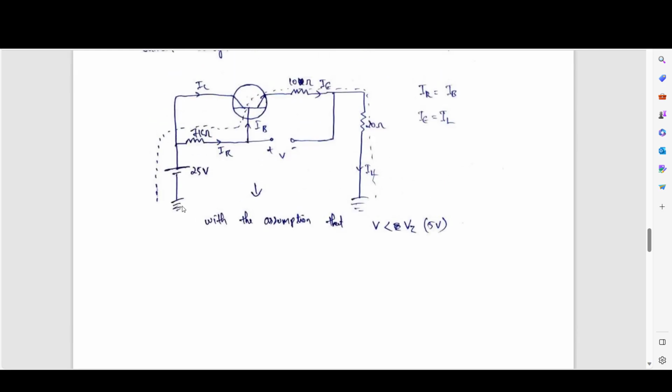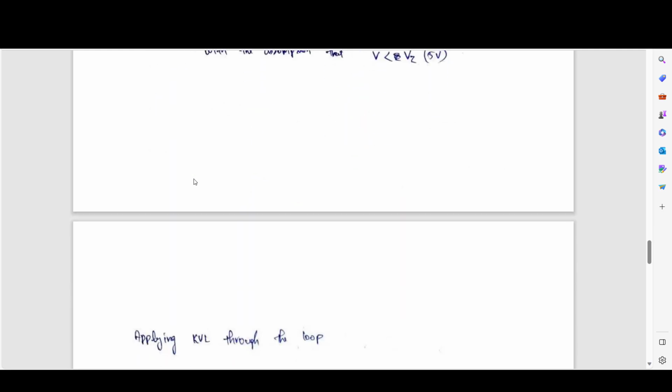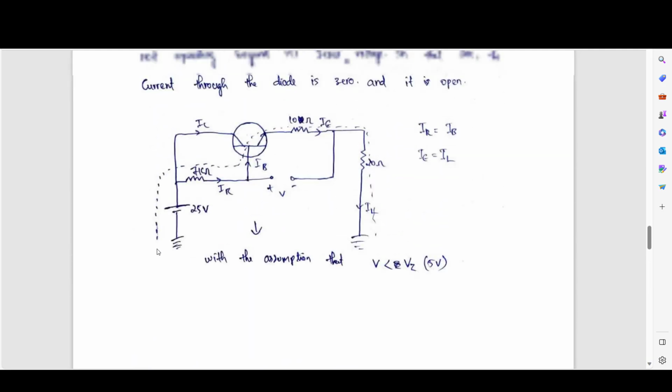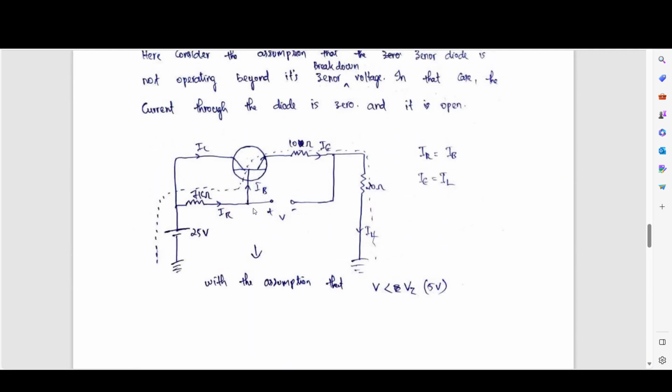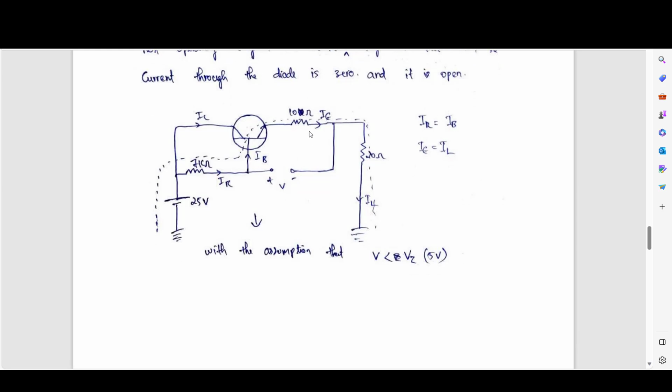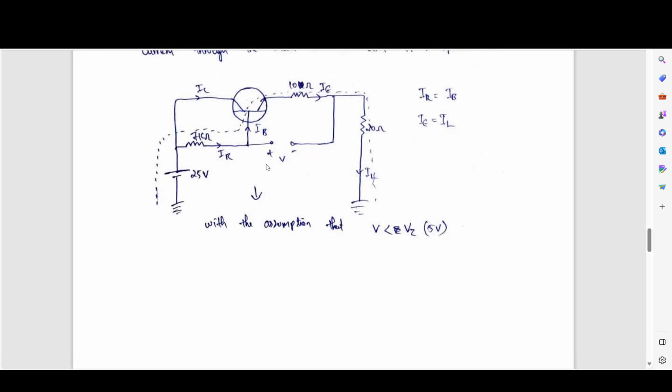So we will take this loop and apply KVL, Kirchhoff's voltage law, in this loop. So here we have 25 volt, applying KVL, 25 volt equal to I_R times R. That I_R is the same as I_B because it is open circuit, because of our assumption. And I_E equals I_L, because no current is flowing through this. This is open. We are assuming that, and we have to check if this assumption is correct or not. So with this assumption, we simplified this circuit, and we will solve this KVL loop.